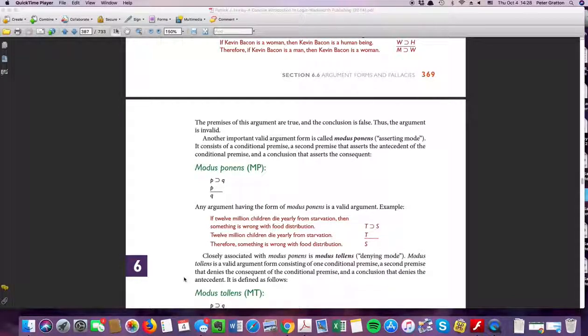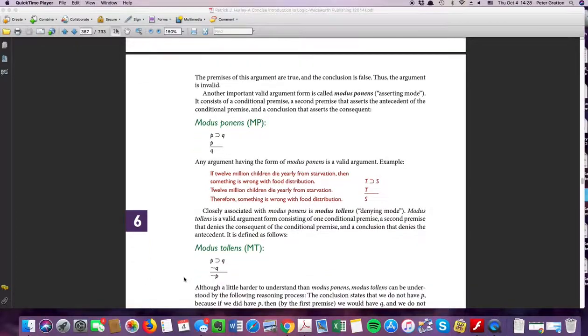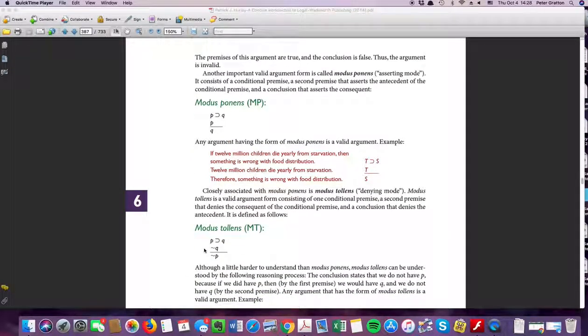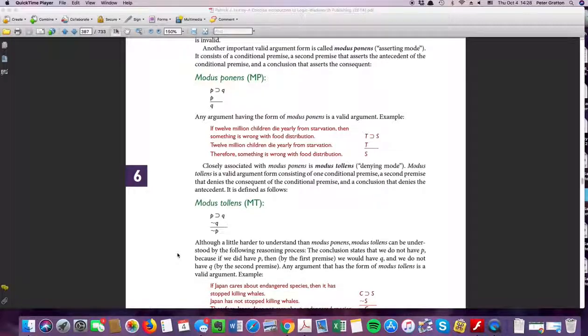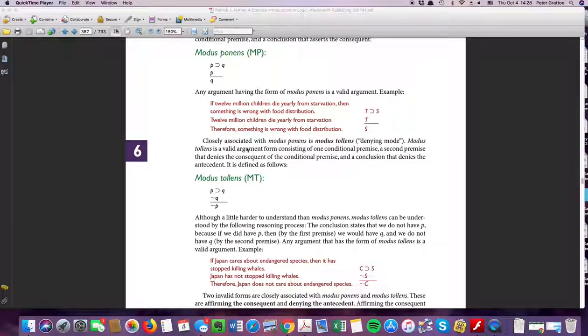Okay. So modus tollens is a little bit different. If you've learned this elsewhere and done this work, you learn modus ponens. They called this the law of the contrapositive, or the contrapositive argument. That's what I learned in high school. If P then Q, not Q, therefore not P. So you switch it out. Okay, so it's a little hard to understand, but it can be understood by the following reasoning process.